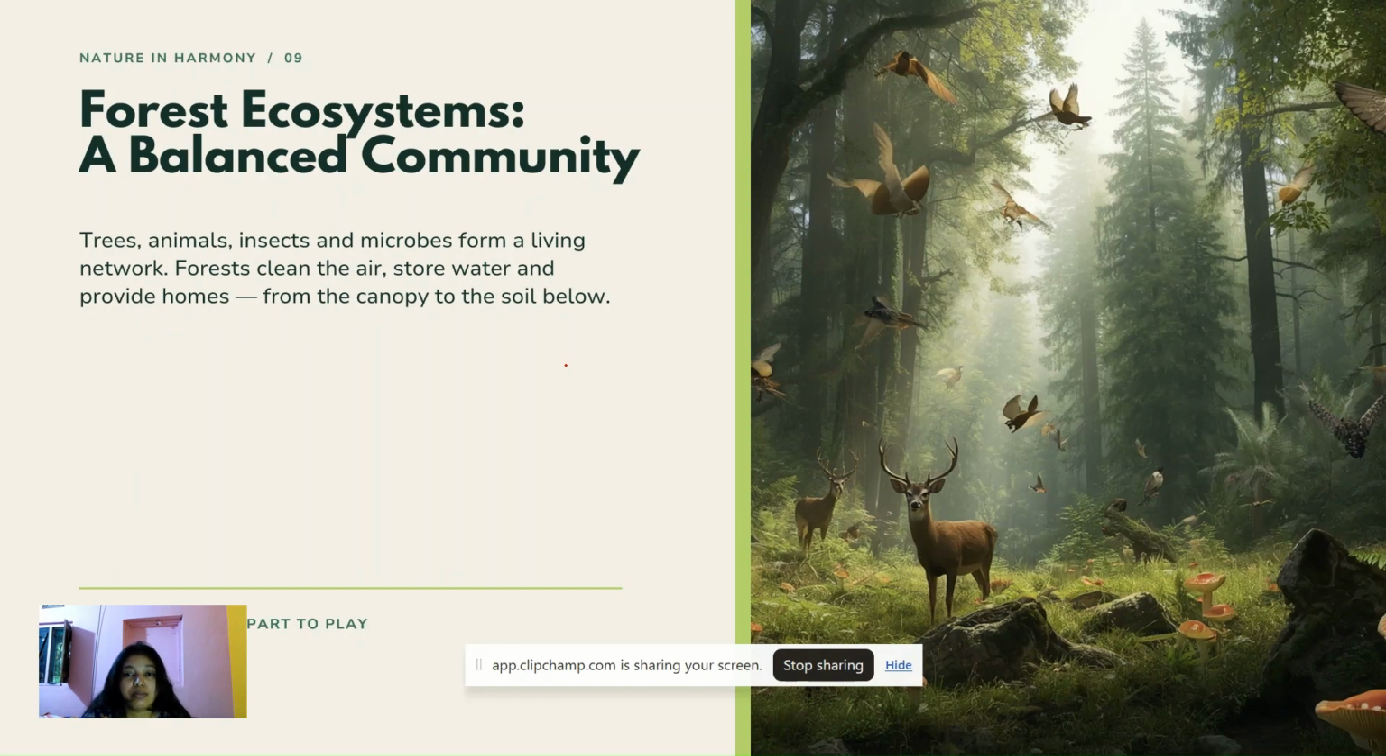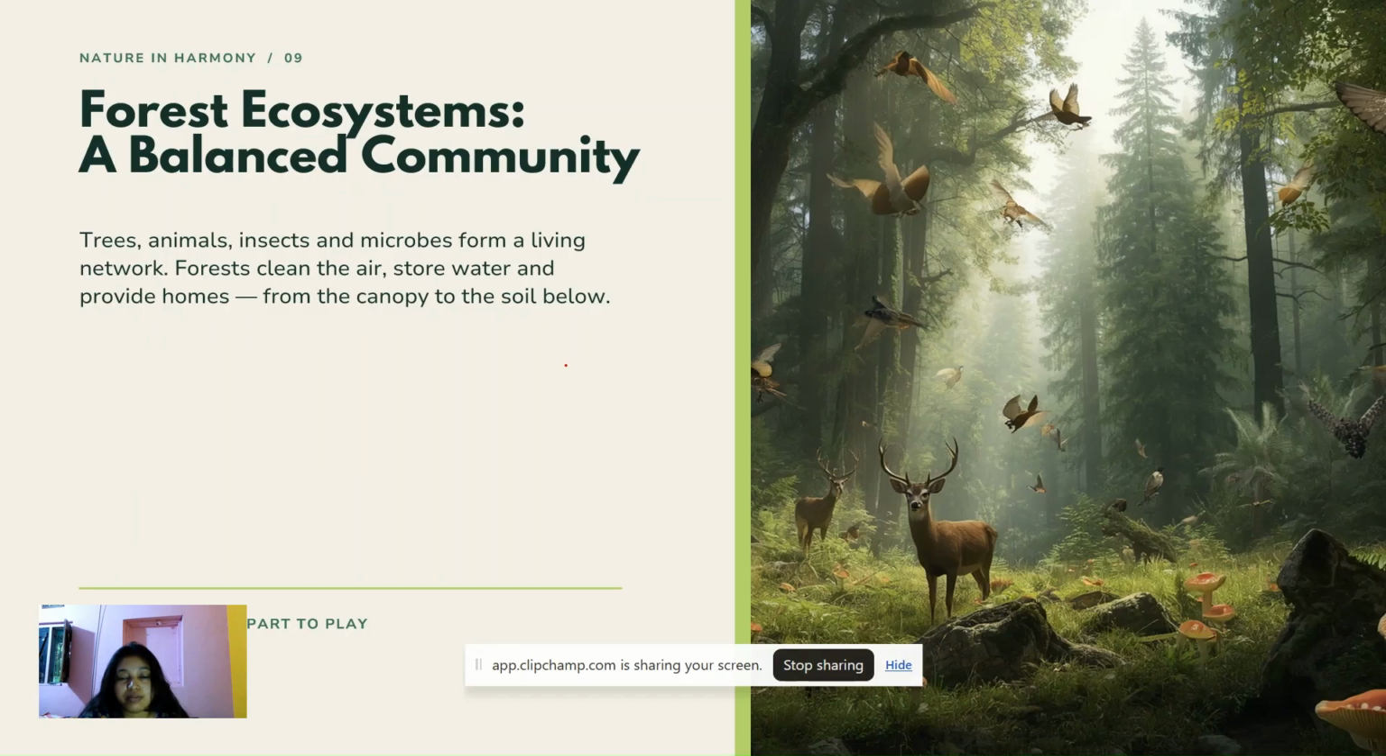Forest ecosystem, a balanced community. Trees, animals, insects, and microbes form a living network. Forests clean the air, store the water, and provide homes from the canopy to the soil below.